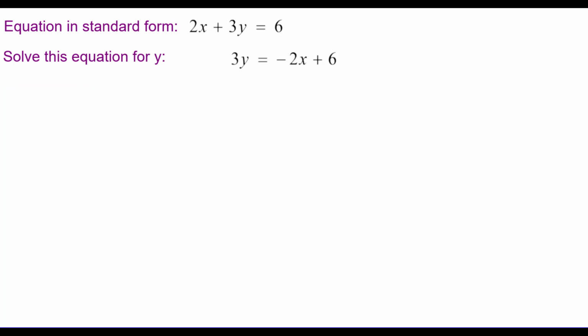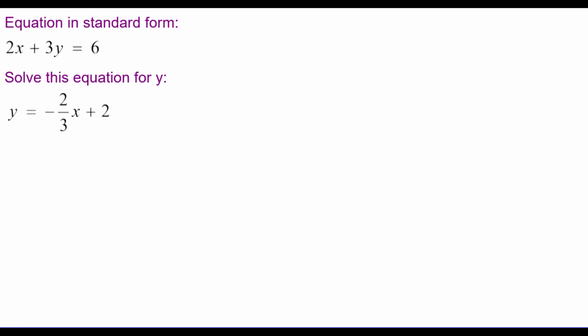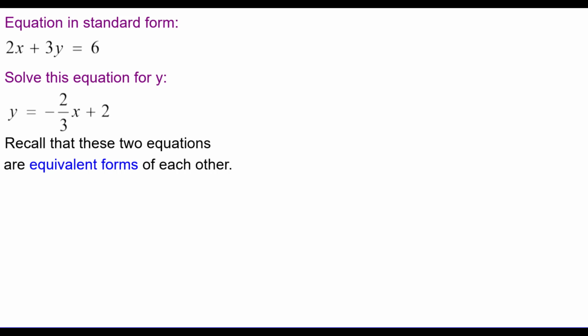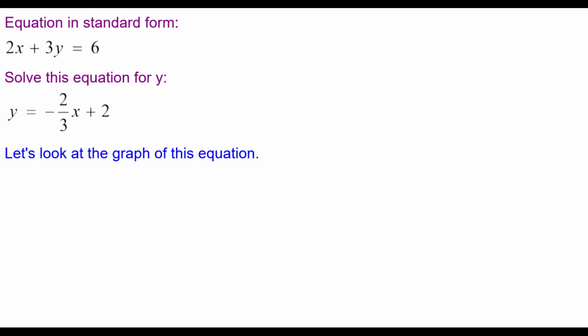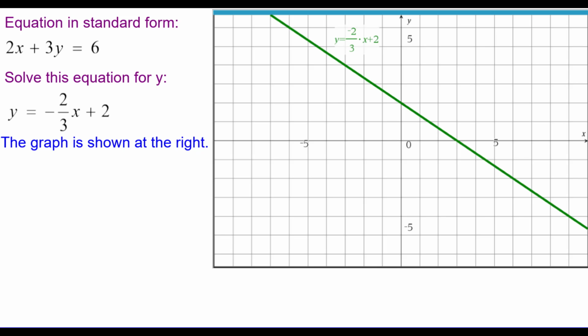So I subtracted 2x from both sides. Then I divided each term by 3. And then when I simplified, I got y is equal to -2/3 x plus a positive 2. So here are 2 equations. Again, these are equivalent forms of each other. That is, they look different, but they describe the same set of points. So let's look at the graph of this equation. Again, we'll just go ahead and do that for you. And there's the graph shown at the right.